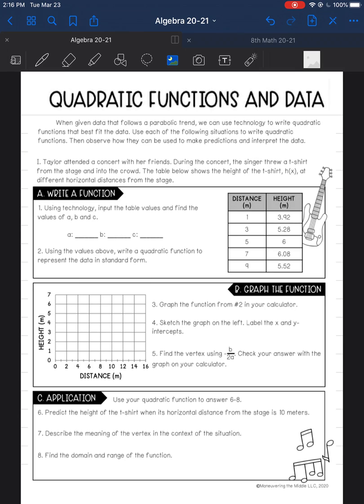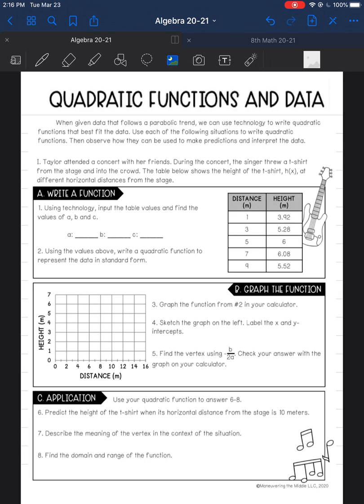I'm going to use scenario 1. Scenario 2 and scenario 3 are going to be your independent practice today, and then your exit ticket will have another scenario as well.